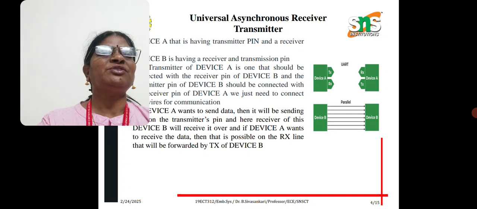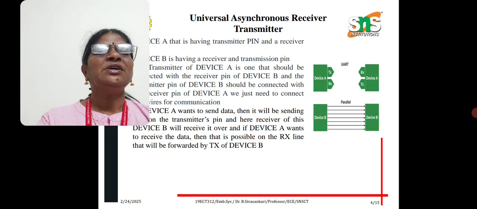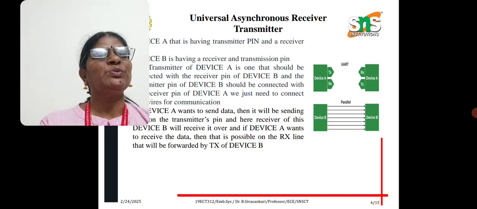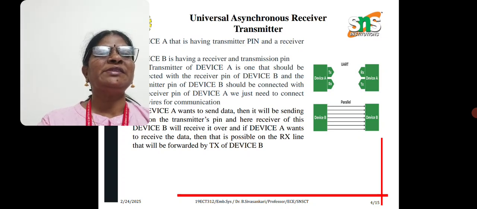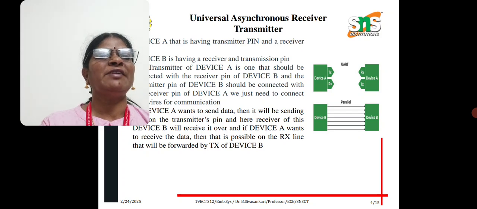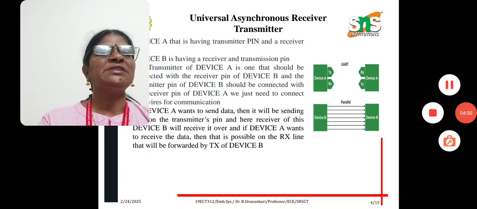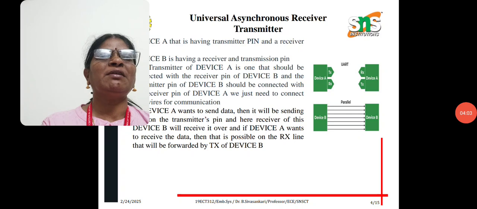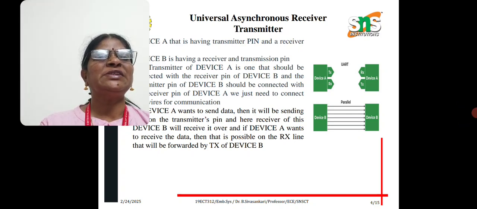Device A has a transmitter pin and receiver pin. Device B also has a receiver and transmission pin, whereas the transmitter of device A should be connected with the receiver pin of device B. And the transmitter pin of device B should be connected with the receiver pin of A. Yeah, so we just need to connect the wires for communication.